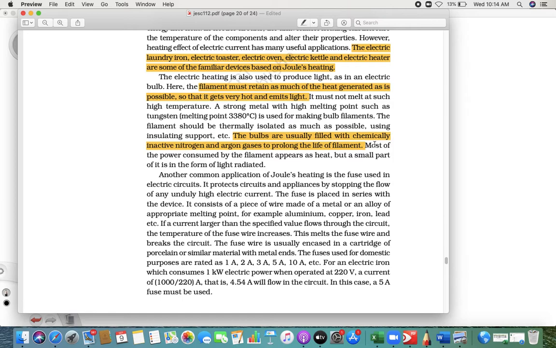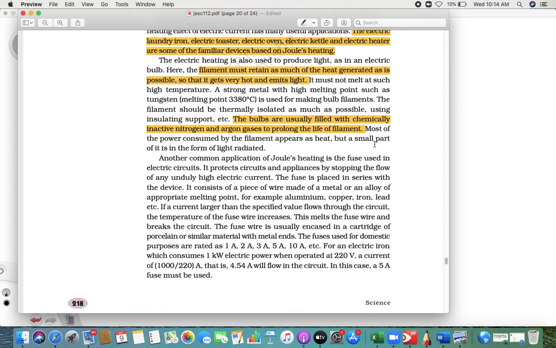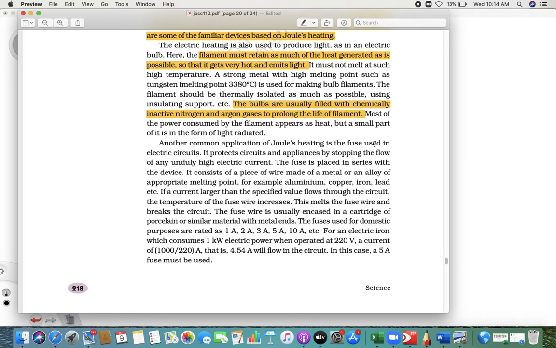That's why we put inactive nitrogen and argon in it. Now another application of Joule's heating is the fuse. We connect the fuse at our house in series connection. Why do we connect it in series? Because if one blows, the whole circuit gets stopped. That is the reason we always connect our fuse in series, right?